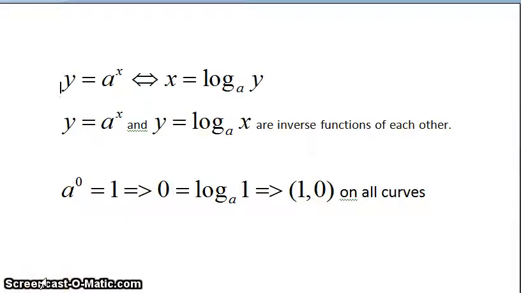Now let's consider the log function. If y equals a to the x, that is another way of saying that x is log y to the base a. So y equals a to the x and y equals log x to the base a are inverse functions of each other. And we've already seen that a to the power of 0 is 1, and in log terms that means that 0 is log 1 to the base a. So that means that 1, 0 is a point on all the log curves.